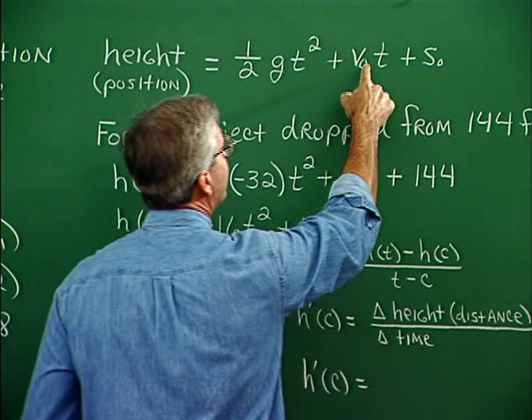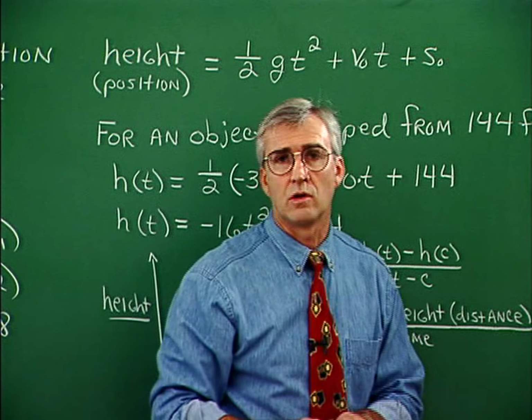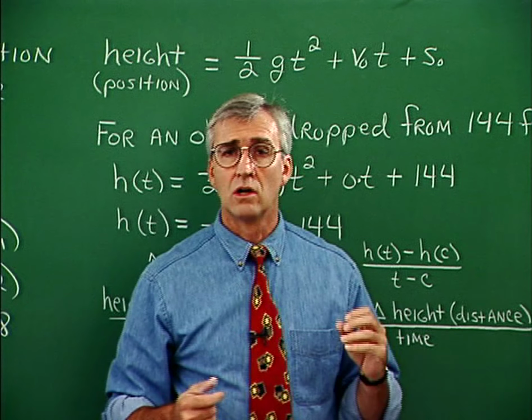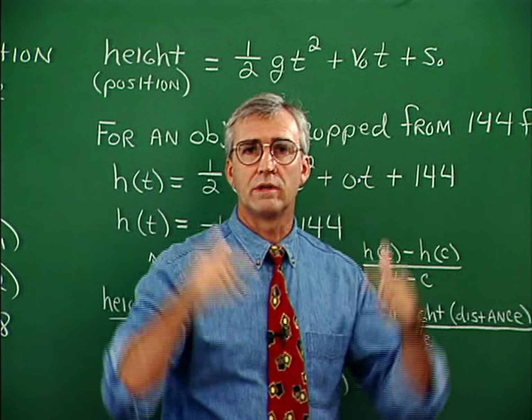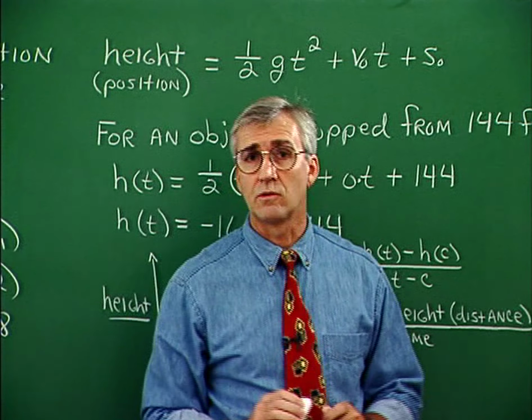So there would be an initial velocity if we were talking about throwing a rock into the air or someone jumping on a trampoline or something like that. There would be a velocity going up if the person is jumping upwards. If we're throwing a rock downward, then the velocity would be downward. If we're just dropping something, the velocity would be 0. Okay, then S naught is the initial position, the initial height in this case.